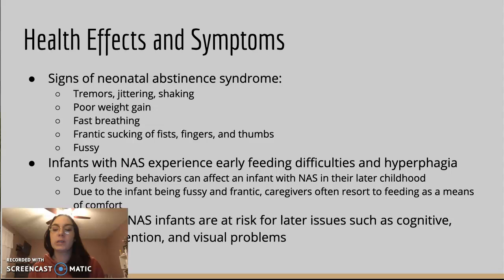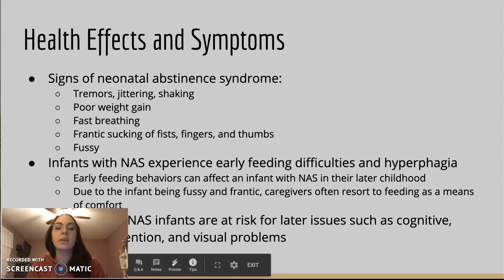And this can be due to early feeding behaviors because as a way to help calm their infant, caregivers typically try to feed their infant thinking it will calm them, that perhaps they are just hungry. And then this can lead to unnatural feeding behaviors later on in childhood that could later affect their weight.